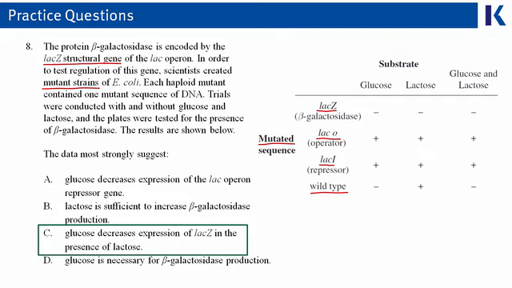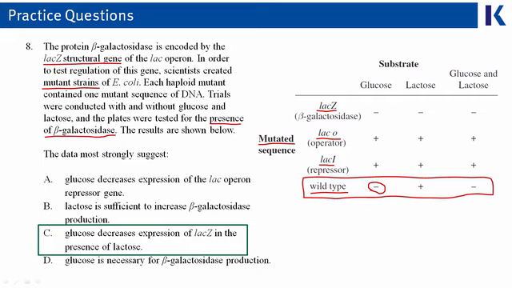The key here is all in the last line of the table. What happens in a normal bacterium, a wild type? When glucose is around, well, we don't code for beta-galactosidase. Remember, the pluses and minuses in this table are about the presence of beta-galactosidase. It says so in the question stem. So when only glucose is around, we don't make the beta-galactosidase because the bacterium wants to use the glucose. But when only lactose is around, well, then they make the beta-galactosidase because they need the beta-galactosidase to digest the lactose.